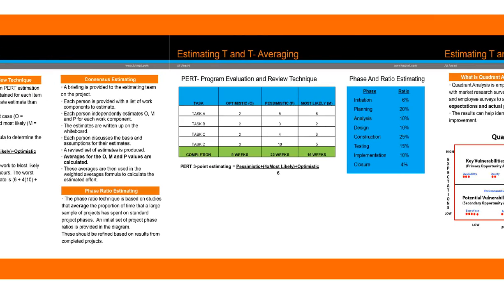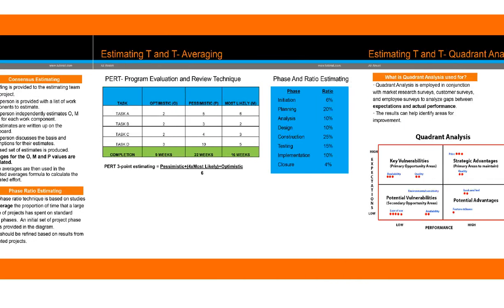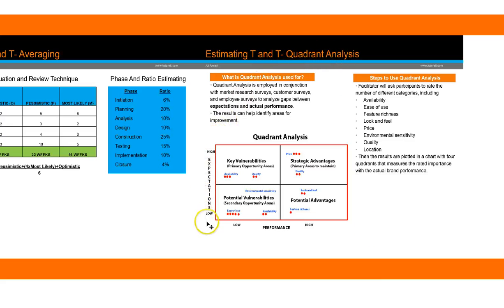Then we have the program evaluation and review technique, called the PERT technique, where we have the different tasks. We assign optimistic, pessimistic, and most likely values, and then we get the final estimate, using the formula to get the average, and that will give us the PERT 3-point estimate. Then we have phase and ratio estimating, where we look into which phase we are going to be in and how long it should take in those particular phases. Then we have quadrant analysis, where we identify key vulnerabilities, strategic advantages, potential advantages, and potential vulnerabilities.